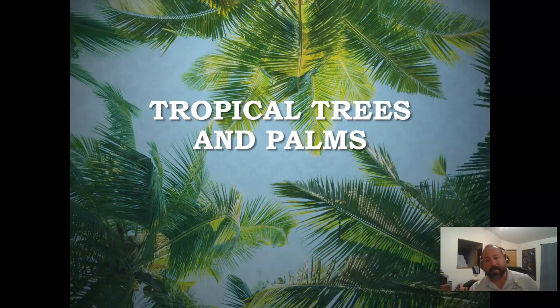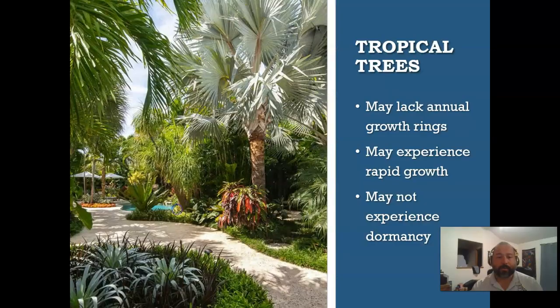And then the last thing we said that we'd cover in this tree biology section is tropical trees and palms, because they do not have the same biology as the other trees that we talk about. But especially here in California, we're going to talk quite a bit about tropical trees and palms in terms of our urban landscapes. So why are tropical trees and palms different?